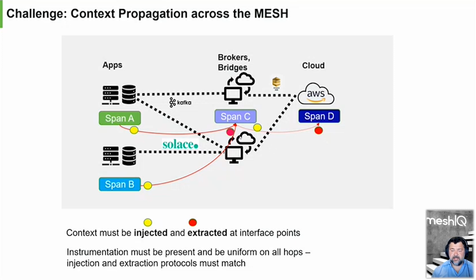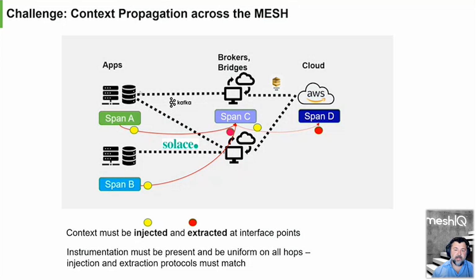And that is obviously a solution, but it also is a significant challenge, because not only do you need to include these injection points and extraction points, but you also need to have instrumentation that accomplishes that at each individual hop. So in a sense, if it's an HTTP request, you obviously have to inject something into the HTTP header, and you have to extract it from an HTTP header.